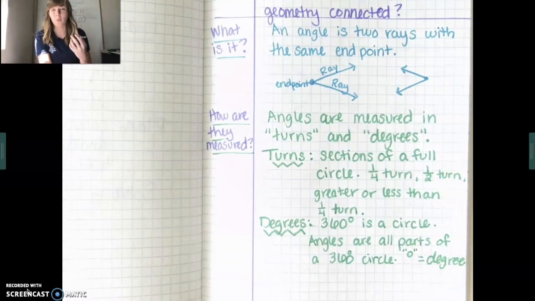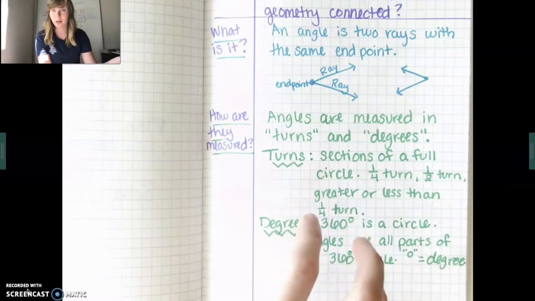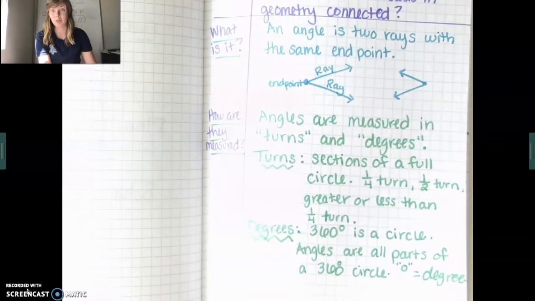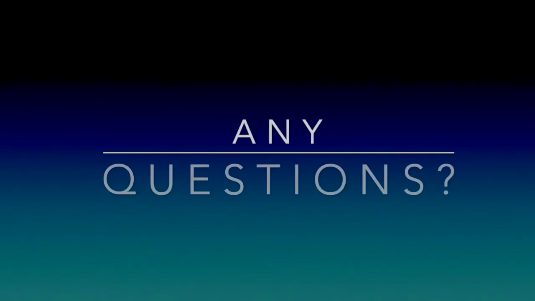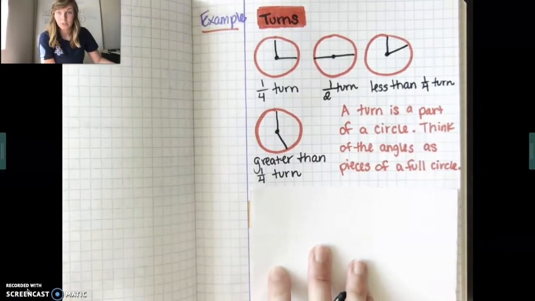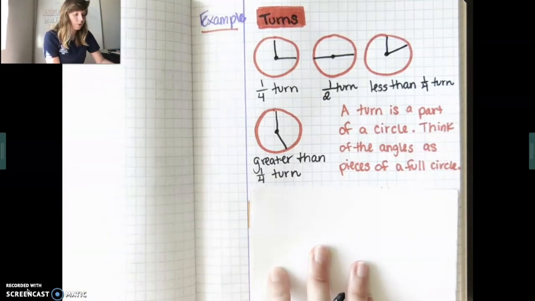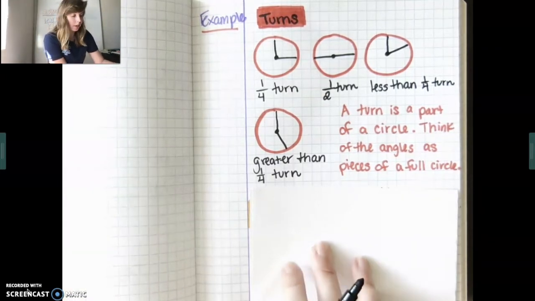Now that we've talked about what an angle is and how they might be measured, let's actually dive into the measuring part a little bit. I'm going to show you what turns actually are based on angles and what degrees are as shown in angle measurements. So here we have examples. Turns are the first thing I want to talk about. These are all examples of what turns look like when we're talking about angles.